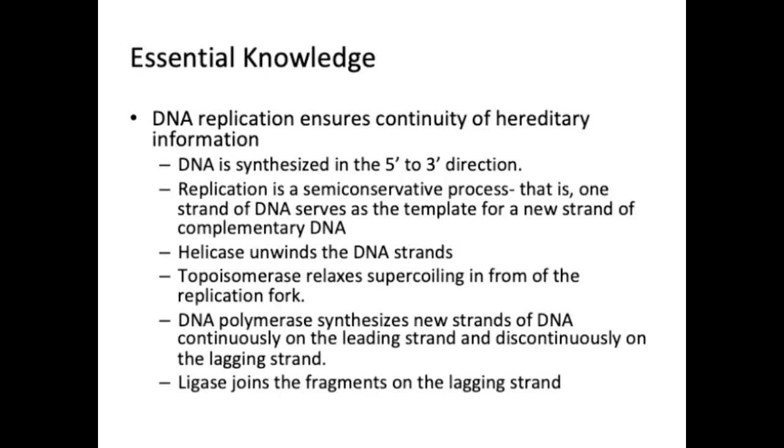We're going to talk about how replication is a semi-conservative process. That is, one strand of DNA serves as a template for a new strand of complementary DNA. So I'll show you in the next page what I mean by that. But if you imagine a double helix and you imagine unzipping the double helix, each strand of the double helix serves as a template, and two new strands are formed by the complementary base pairing rule. So then you get two identical copies of DNA. We call that semi-conservative.